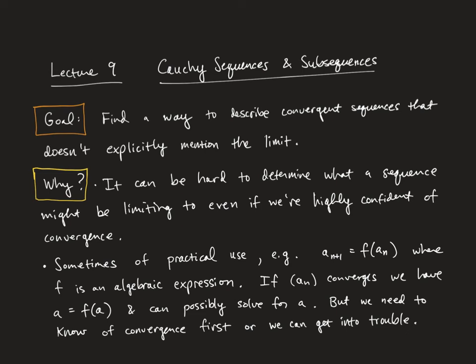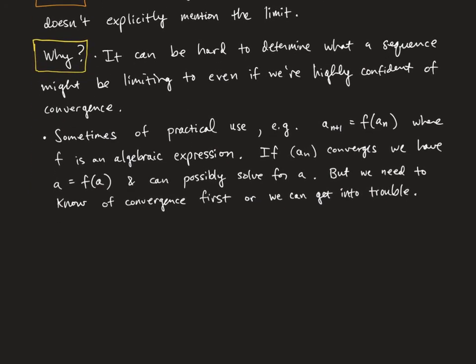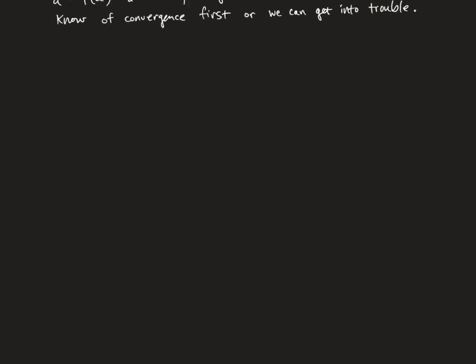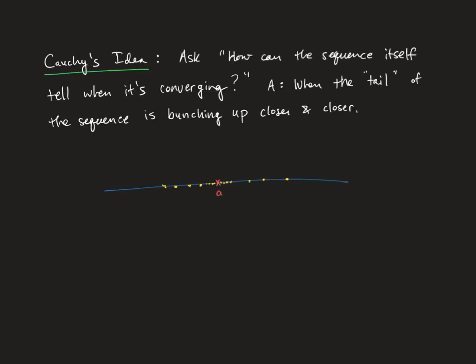So for this goal, there is a way to do this, and this is due to Cauchy. Cauchy has a definition which is equivalent to that of being a convergent sequence. It's just not obvious, logically speaking, that it is equivalent. But let's first discuss what Cauchy's idea is. So here's Cauchy's idea.